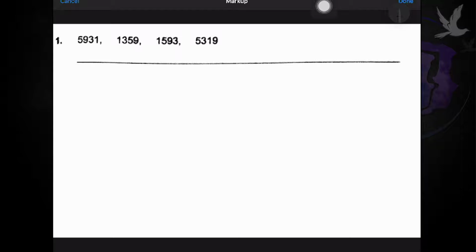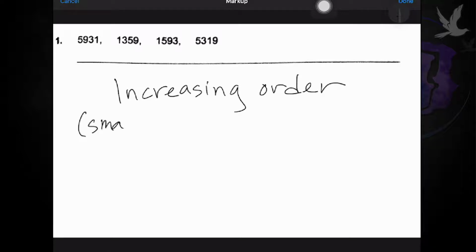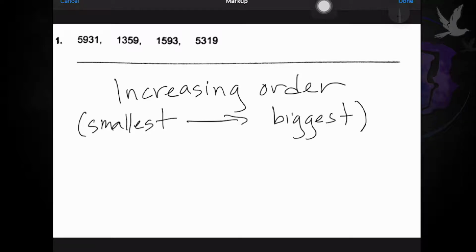Okay, for page 25, letter C, all you have to do here is to arrange them in increasing order. What do you mean by increasing order? It means that you have to arrange the numbers from smallest all the way to the biggest value. Okay? So in this case, we have to start with the smallest number.